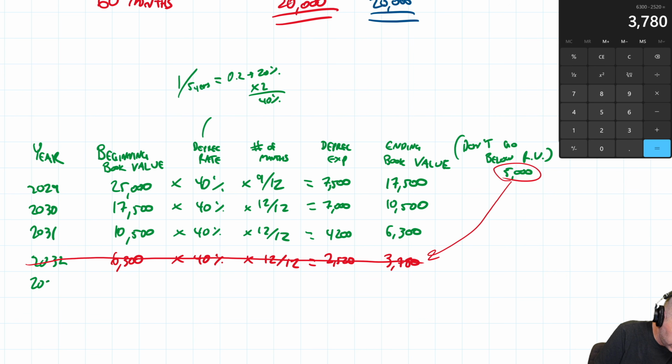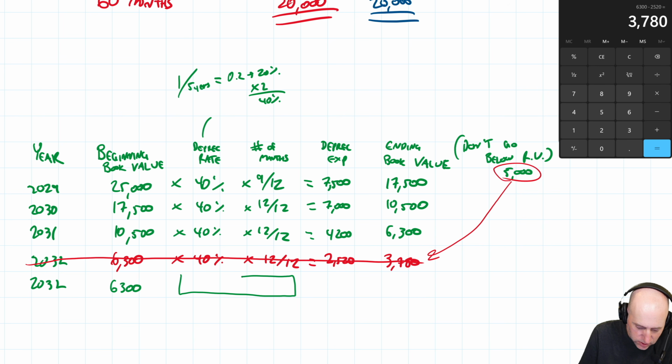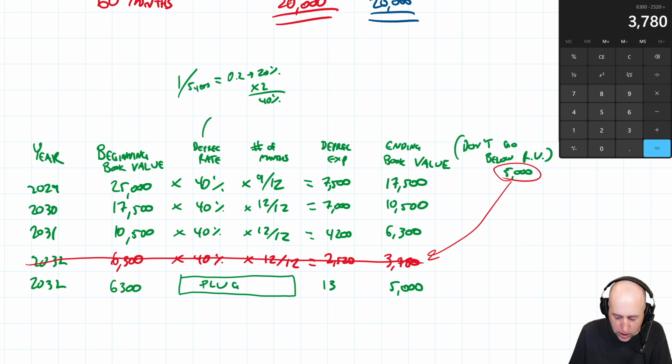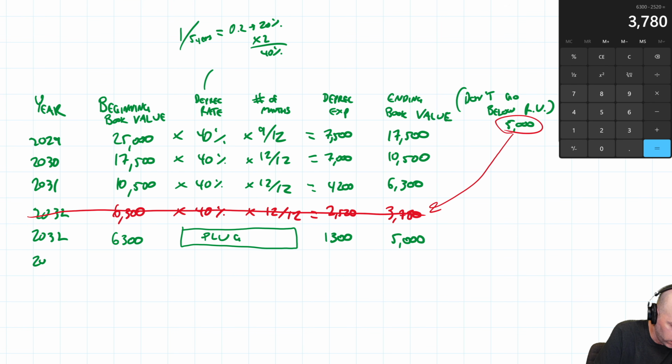Well, I just go 2032. I start with 6,300. I ignore everything in these two columns and I plug. A plug just means I'm going to put in the answer that gives me the outcome I need, which is I can't go below 5,000, but I want to go all the way up to 5,000. So how would I go from 6,300 to 5,000? What is my plug value? 1,300. Now, we're not done because we own this asset in 2033 and 2034.